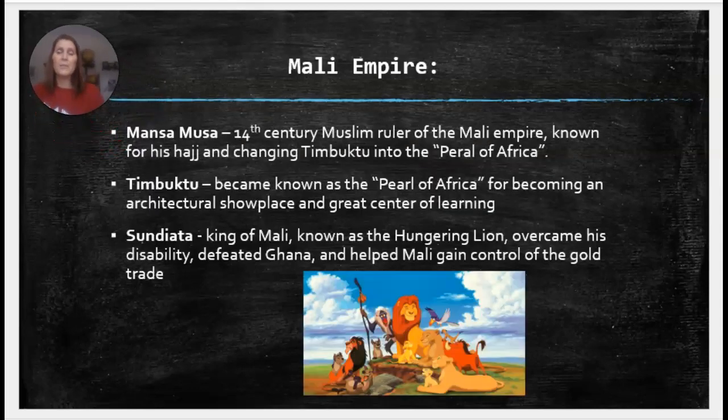The Mali Empire. Mansa Musa was a 14th century Muslim ruler of the Mali Empire, known for his Hajj and changing Timbuktu into the Pearl of Africa. Timbuktu became known as the Pearl of Africa for becoming an architectural showplace and great center of learning. And Sundiata was the king of Mali, known as the Hungering Lion. He overcame his disability, defeated Ghana, and helped Mali gain control of the gold trade.